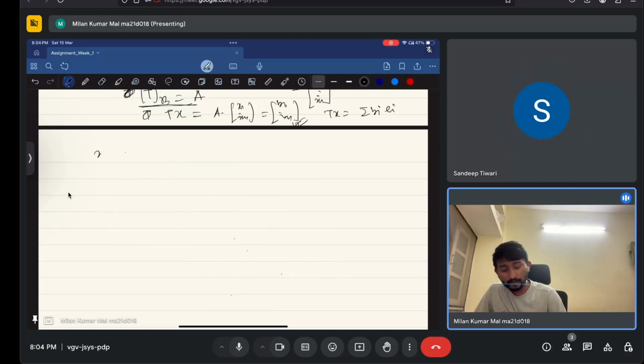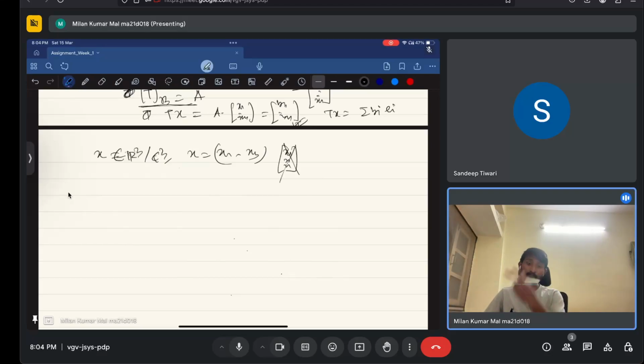Suppose we have a vector x in R3 or C3, that is x1, x2, x3. With respect to the standard ordered basis, the column matrix is the same: x1, x2, x3. But if we change the basis, then the column matrix with respect to the changed ordered basis will not be the same. That is why the basis change matrix is needed.